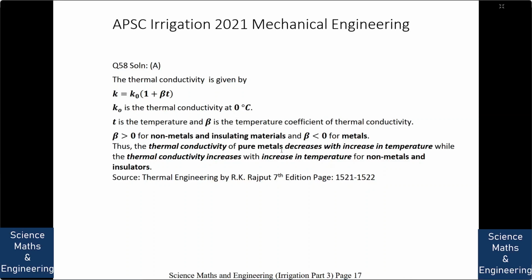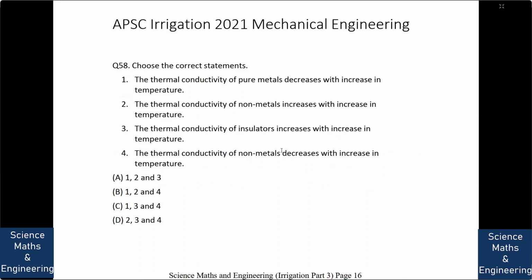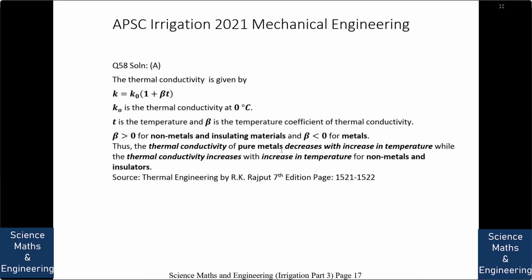So, if we see solution A, what does it mean? That the thermal conductivity of pure metals decreases with increase in temperature is a correct statement. The thermal conductivity of non-metals increases with increase in temperature is also correct. The thermal conductivity of insulators increases with increase in temperature is also correct. Whereas the thermal conductivity of non-metals decreases with increase in temperature is a false statement. So we will go to the next question.